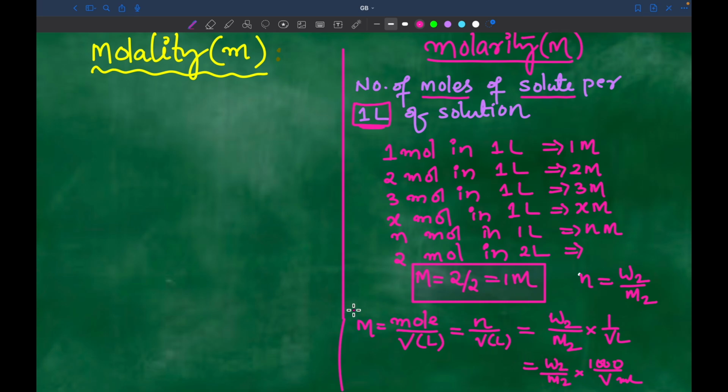So this is the first formula for molarity, moles by volume, which can be written as n by V. It can also be written as W2 by M2 into 1 by V in liters, or you can use this other formula. This is the simple definition of molarity. Did you understand molarity?